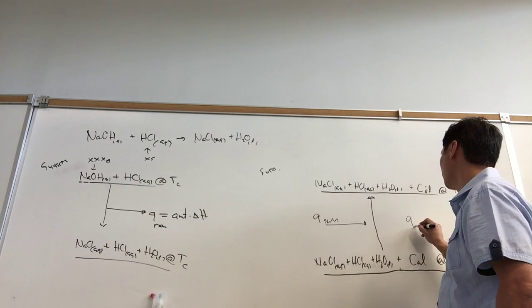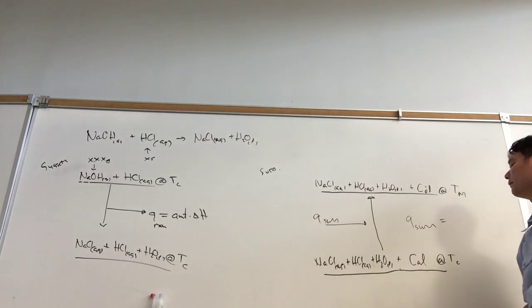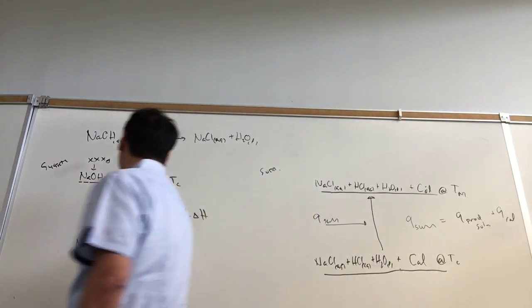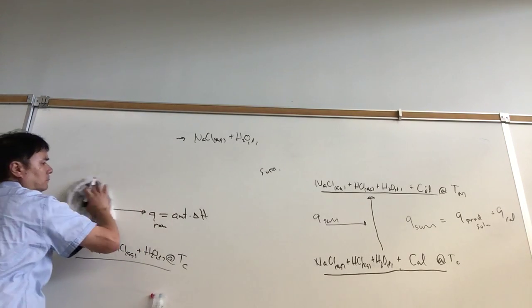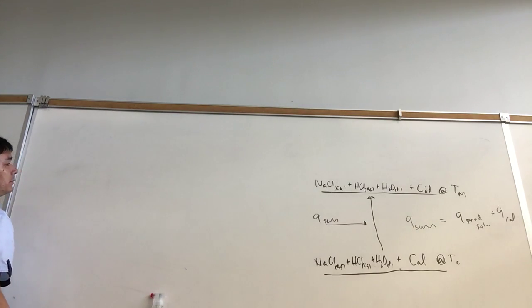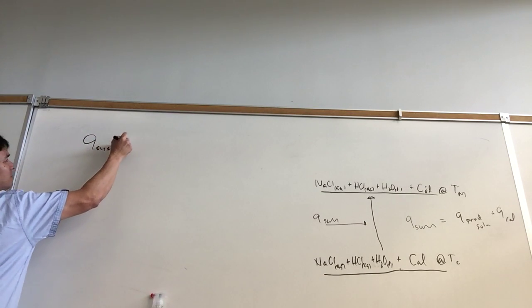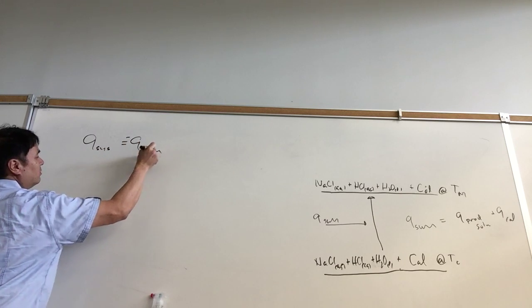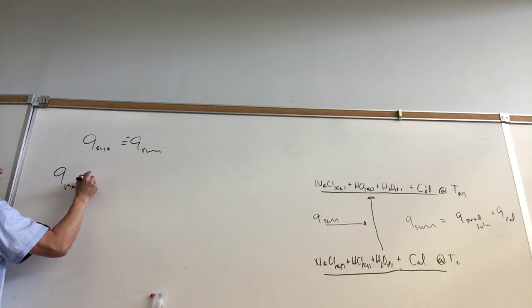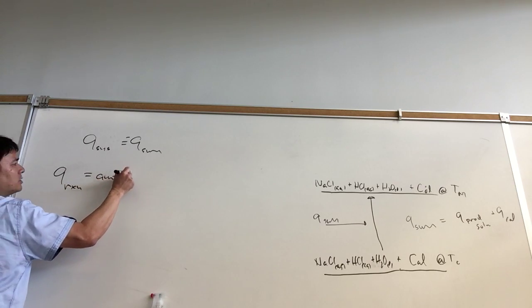Well, we can figure out what the Q of the surroundings are. The Q of the surroundings is just going to be equal to the Q of the product solution plus Q of the calorimeter. Two objects. And so using the first law, Q of the system is equal to minus Q of the surroundings. We get this. Q of the system is equal to Q of the reaction. Q of the reaction is equal to the amount of reaction times delta H of the reaction.